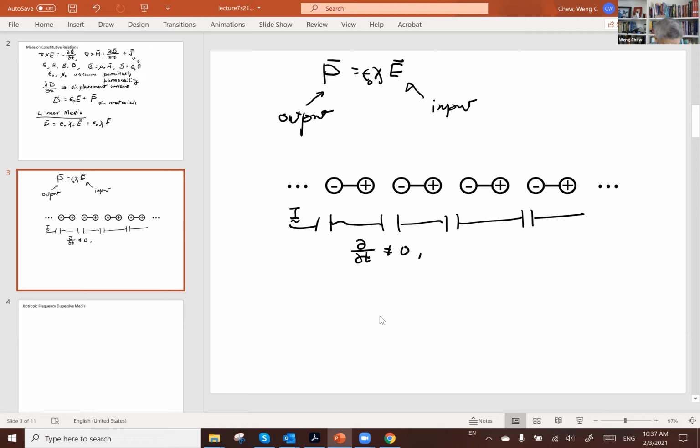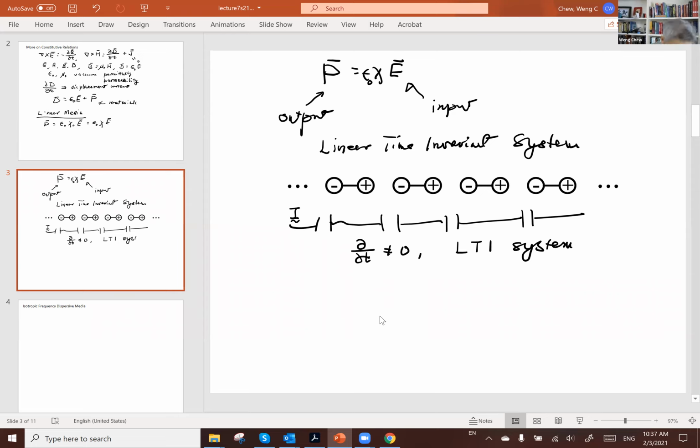And if you think of this as a linear system, then it's very akin to the linear time invariant system that you have studied in electrical engineering. This is usually called LTI, the LTI system. And if you have an LTI system, this is not the most general relationship between input and output.